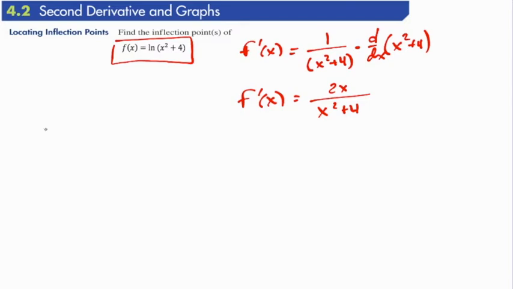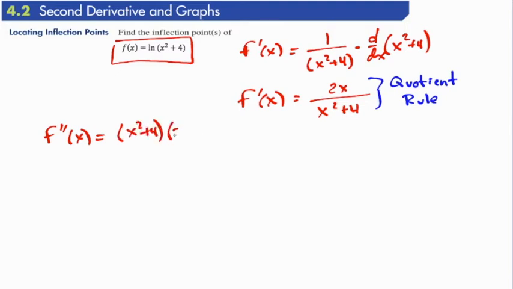Now we want to find f double prime, and we should recognize that this needs the quotient rule. So the quotient rule says take the bottom function, x squared plus 4, multiply it by the derivative of the top function, which is 2, subtract the top function, which is 2x, multiplied by the derivative of the bottom function, which is 2x, and place all of that over the bottom function squared.